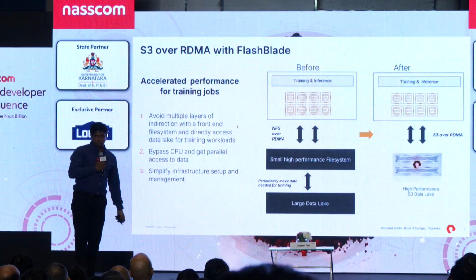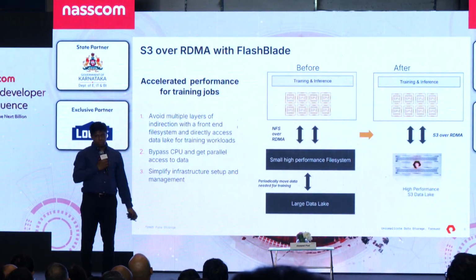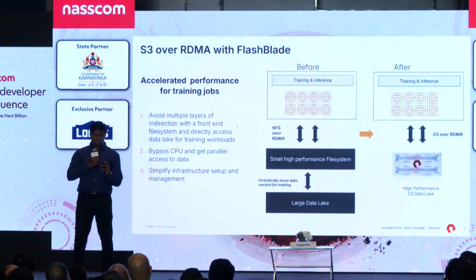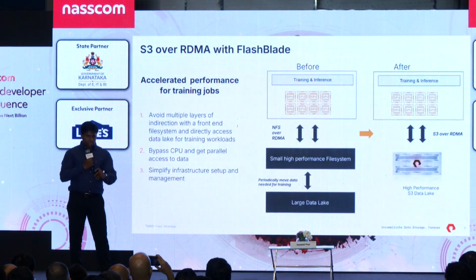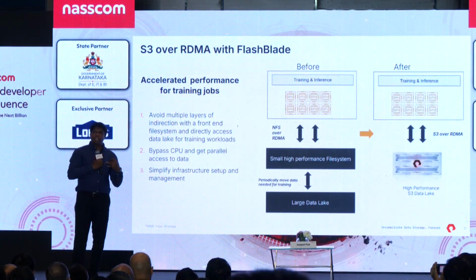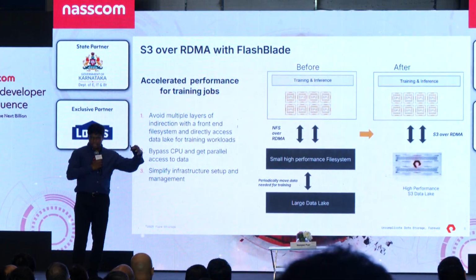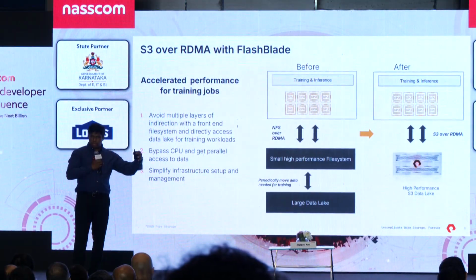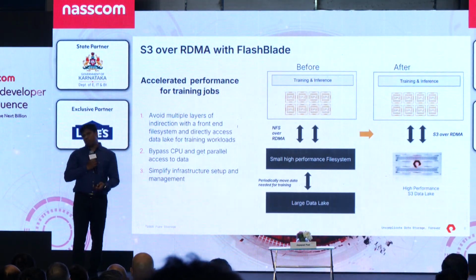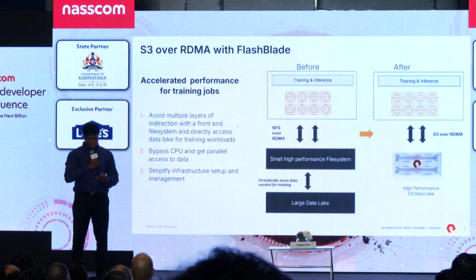We have built something new in the last year, which is S3 over RDMA. If you are familiar with the AWS S3 protocol, it is all object-oriented. When you have a lot of data in S3 storage, typically you have to bring it into the DGX system, where you convert that into a file, and then you feed that file to the GPU, right? With S3 over RDMA, you can cut short that intermediate layer and directly bring it onto the GPU.